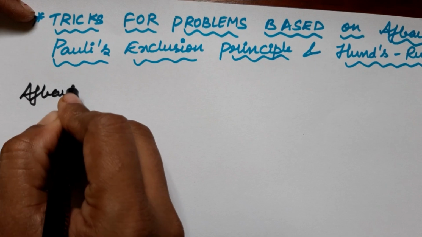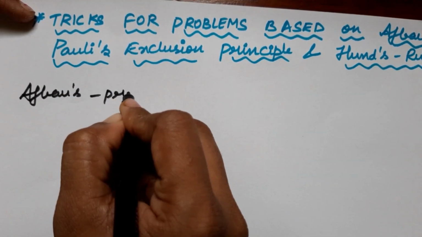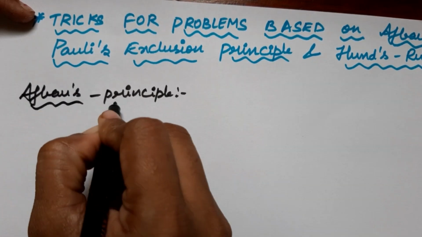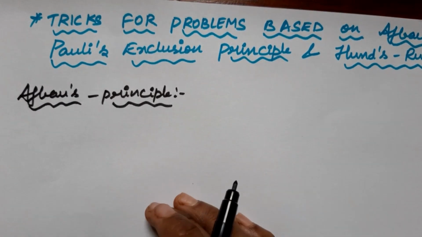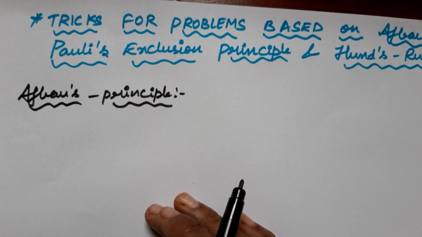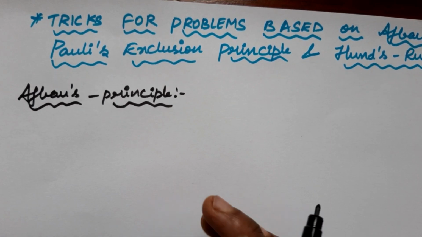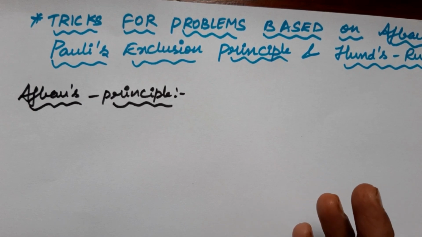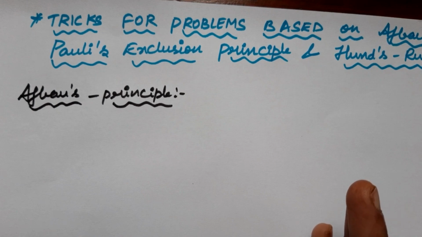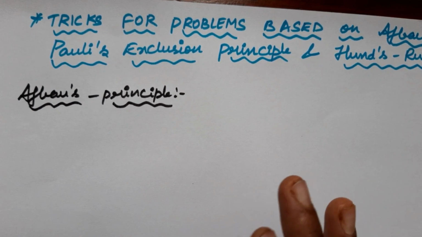Aufbau is a German word which means building up. Building up means here electrons are building up. We are filling electrons in the orbitals of an atom. Here the electron enters the orbital having the lowest energy.